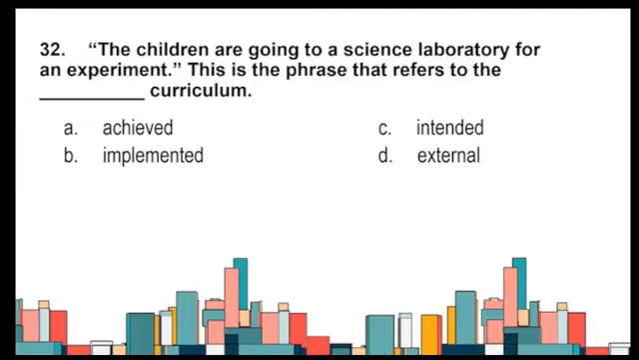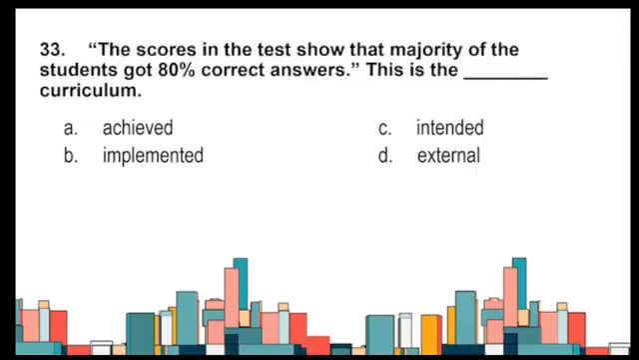Okay, and the next one, 33. The scores in the test show that majority of the students got 80% correct answers. This is the blank curriculum. A, achieved. B, implemented. C, intended. D, external. All right, so, okay, yes. So that's achieved curriculum. Correct.